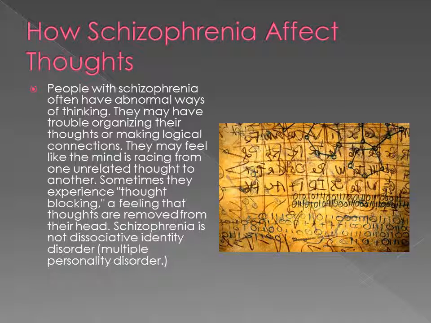How schizophrenia affects thoughts. People with schizophrenia often have abnormal ways of thinking. They may have trouble organizing their thoughts or making logical connections. They may feel like the mind is racing from one unrelated thought to another. Sometimes they experience thought blocking, a feeling that thoughts are removed from their head.